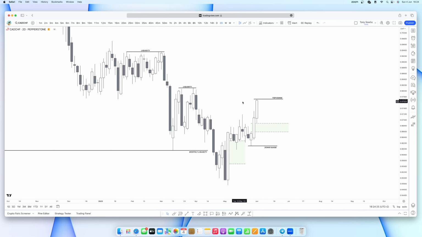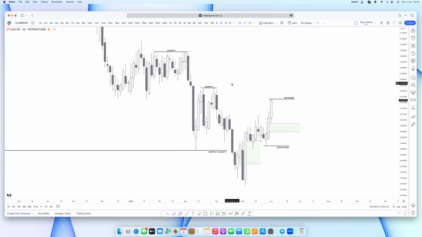I'm looking for buying opportunities. So for CAD CHF, my bias is bullish, but I still want to see it drop, come into this imbalance. If we can get some kind of accumulation inside this imbalance, then most likely I'll be taking a buying opportunity to the upside, aiming for this liquidity 1 and overall this liquidity 2. So that's for CAD CHF.